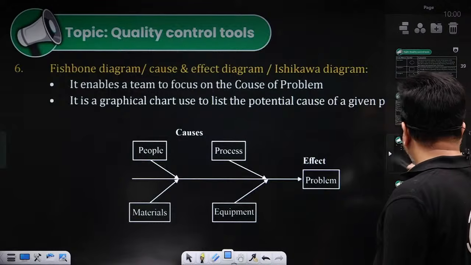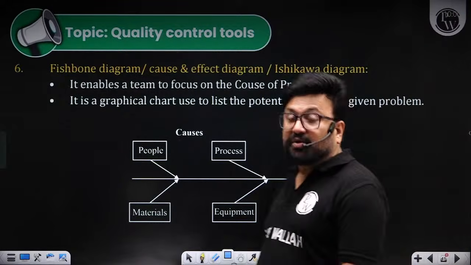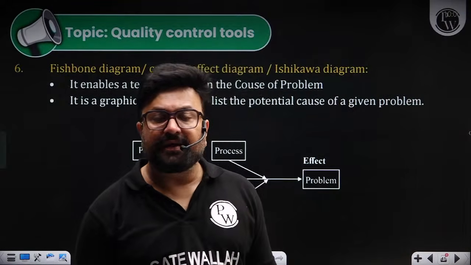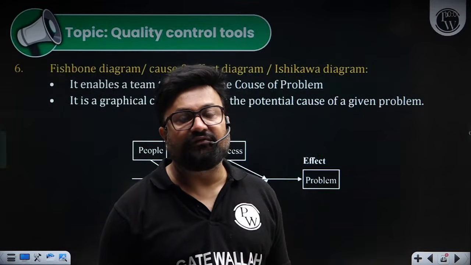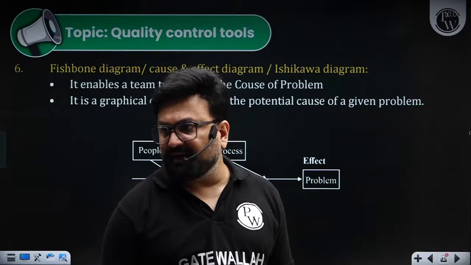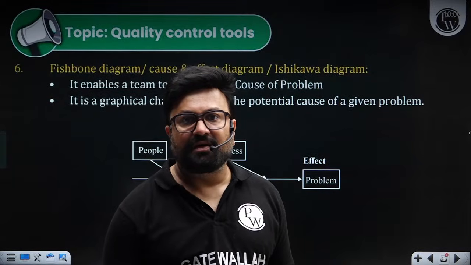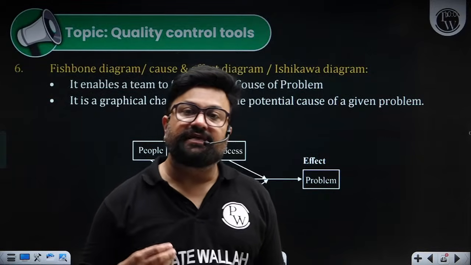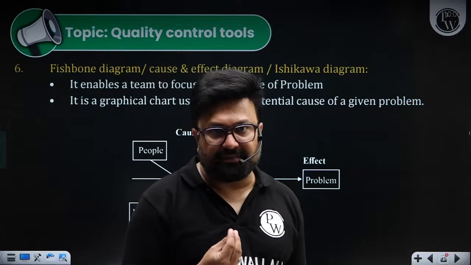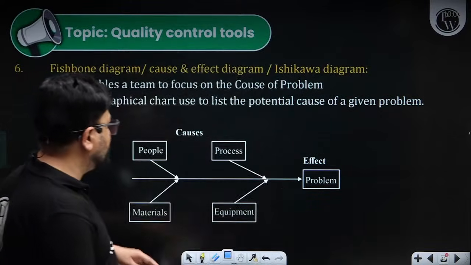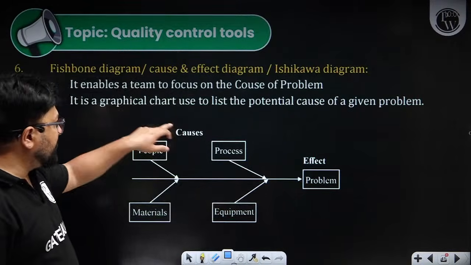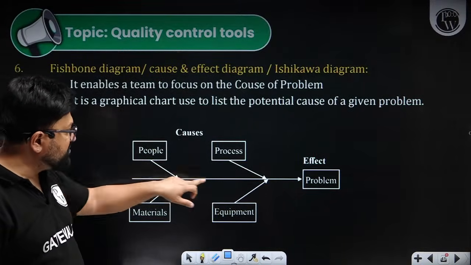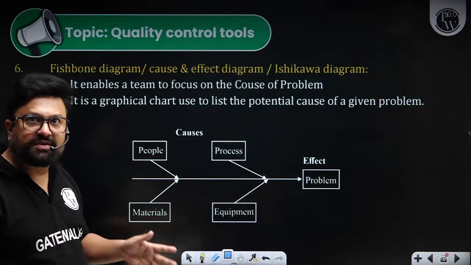The fishbone diagram is very important. Basically, in a fishbone diagram we get the cause of the problem, right? Why do we call it a fishbone diagram? Because in a problem there are various causes which attach to its tail, just like a fish's backside.